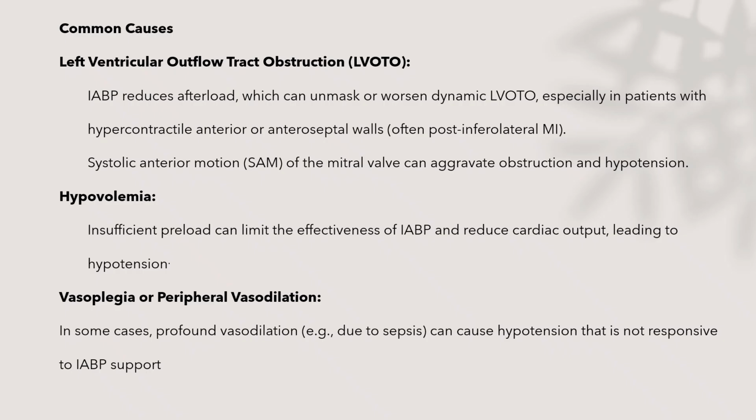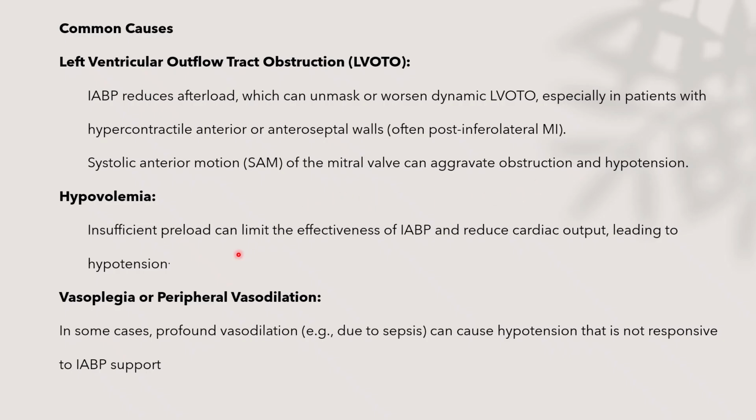What are the causes of a patient who has an intra-aortic balloon pump and is still hypotensive? First, maybe the patient has left ventricular outflow tract obstruction. As we know, the intra-aortic balloon can reduce afterload, can unmask left ventricular outflow obstruction, or can worsen dynamic obstruction, especially if the patient has a hypercontractile anteroseptal wall in a posterior inferior myocardial infarction. Sometimes the patient will have SAM, or systolic anterior motion of the mitral valve, which can aggravate this obstruction and hypotension.